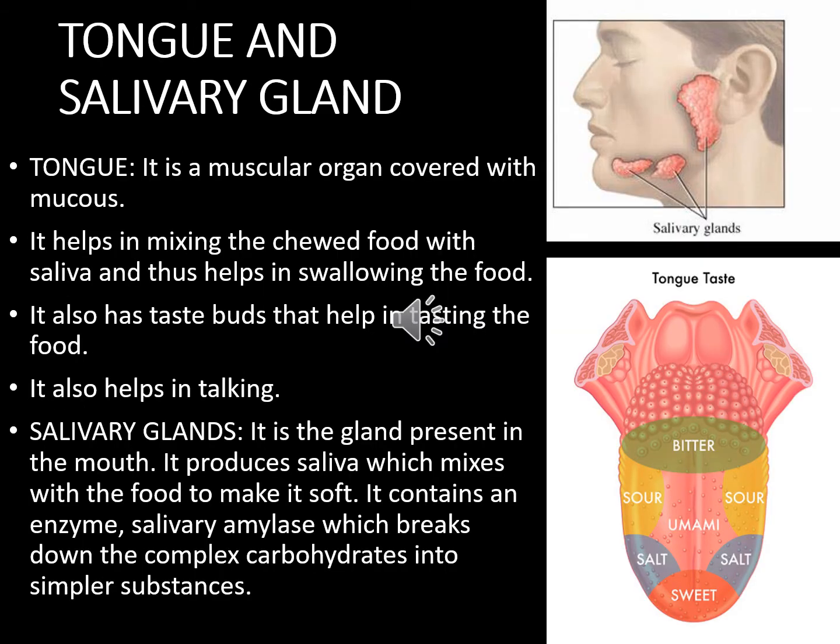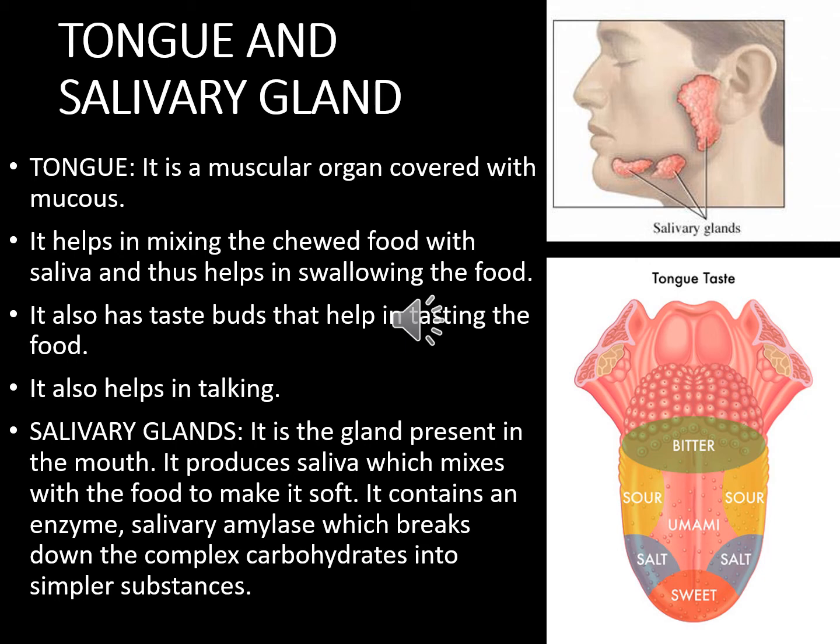Tongue and salivary gland are also very important parts of the human digestive system, and they are also situated in the mouth. Tongue. Tongue is a muscular organ covered with mucus. It helps in mixing the chewed food with saliva and thus helps in swallowing the food. It also has taste buds that help in tasting the food. It also helps us when we are talking.